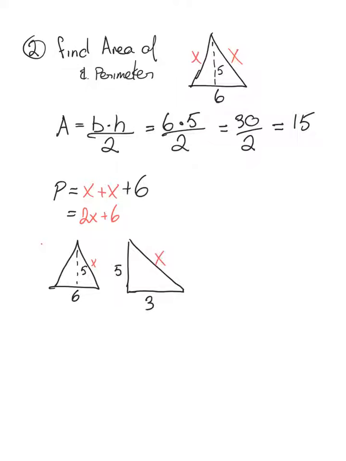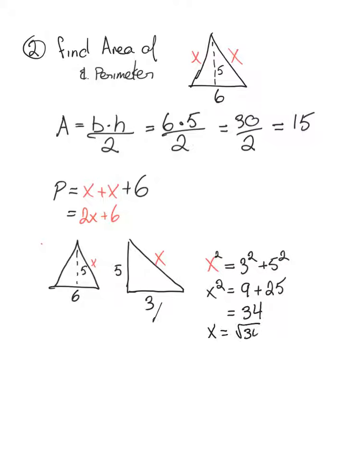So now, x squared will equal 3 squared plus 5 squared. x squared would equal 9 plus 25, which will equal 34. So now x equals the root of 34.